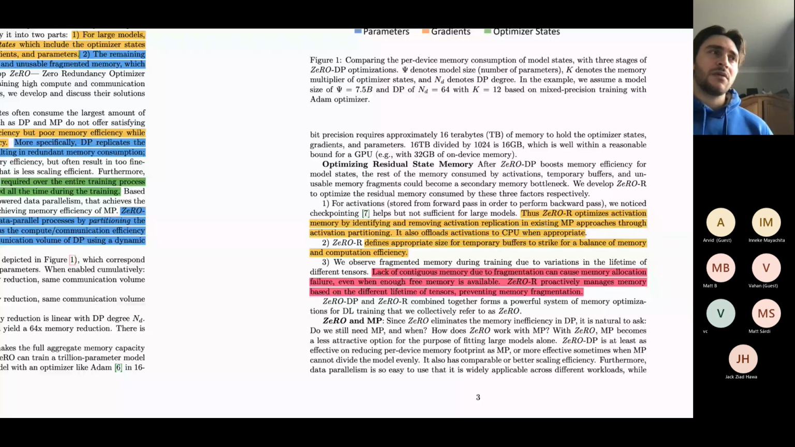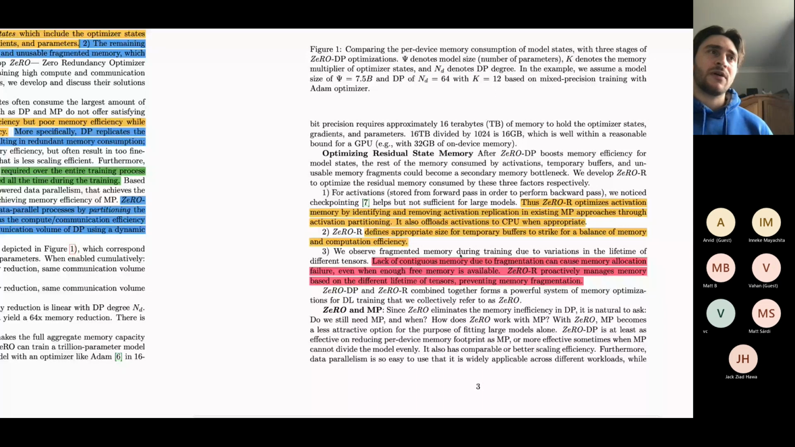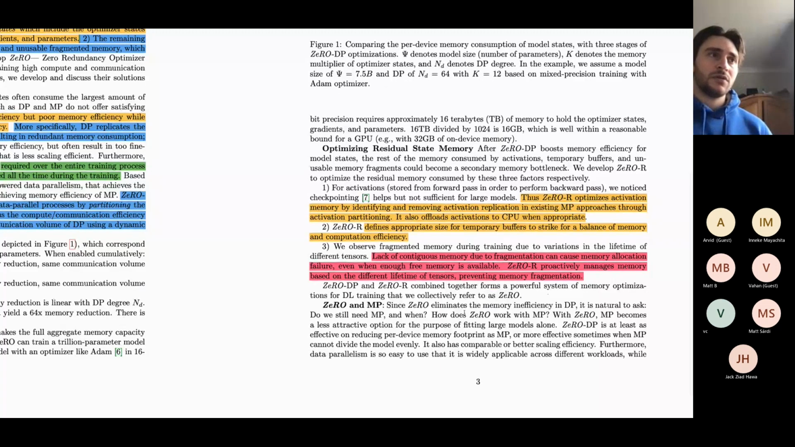They define an appropriate size for temporary buffers to strike a balance between memory and computation. So supposedly a lot of different training methods have a dynamic buffer which they use to speed up computation. And by dynamic, I mean in terms of size, but that can be a problem because your buffer can explode in size and that can consume a lot of memory. So they fix the size of the buffer based on some algorithm. We'll go over that a little bit more.